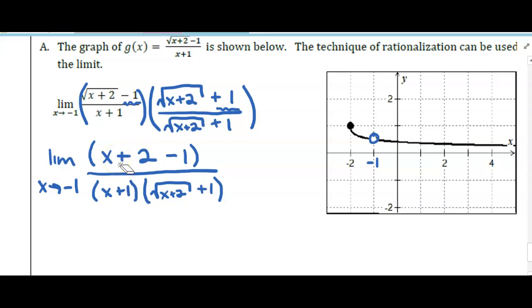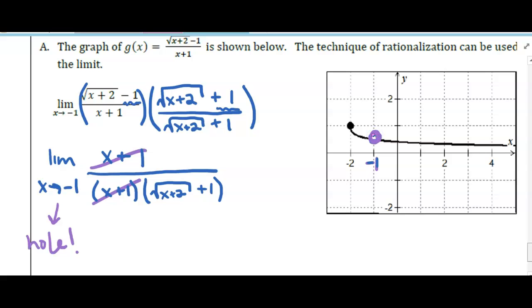In my numerator, I have x plus 2 minus 1. When I simplify that, I just get x plus 1. And what do I notice? I have a factor of x plus 1 in my numerator, a factor of x plus 1 in my denominator. Oh my goodness, now I see that at an x value of -1, I have a hole. And I see that on my graph, right? That's what we should have gotten. That is no surprise to me.